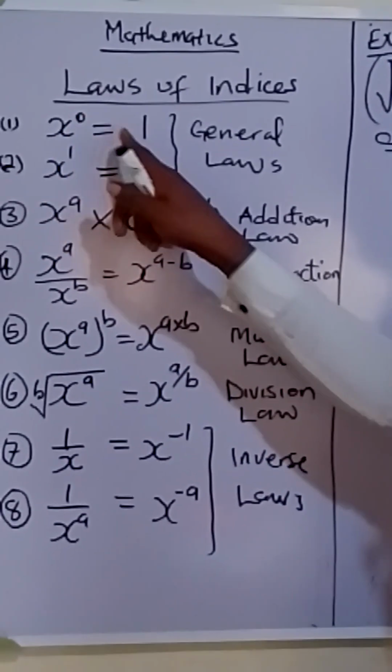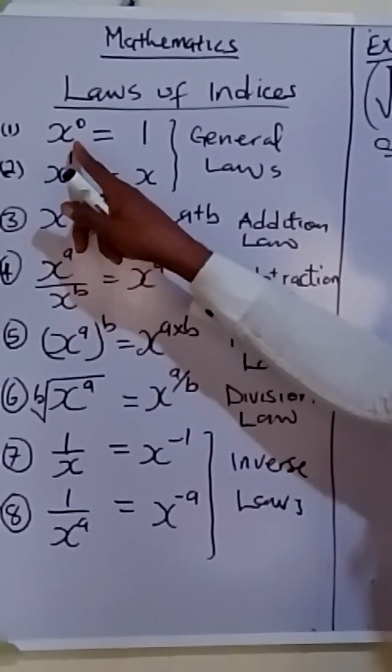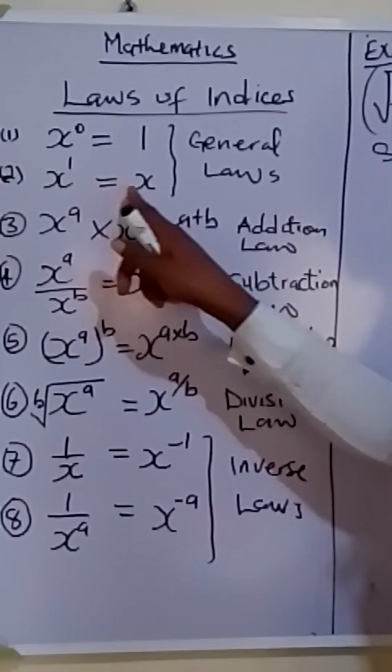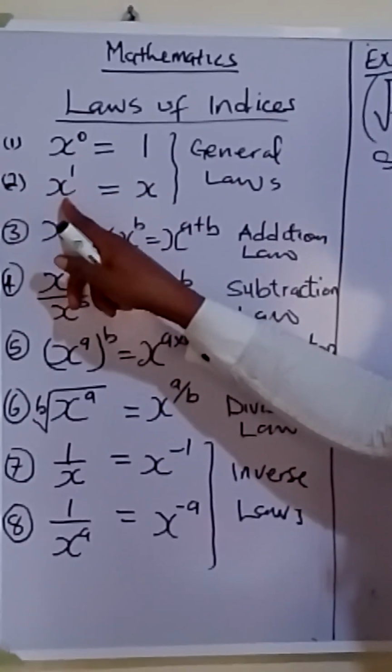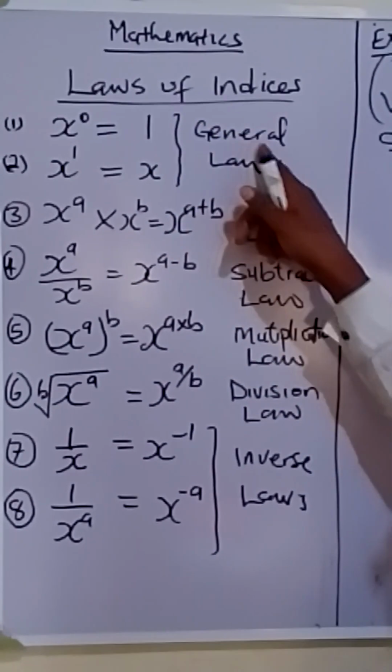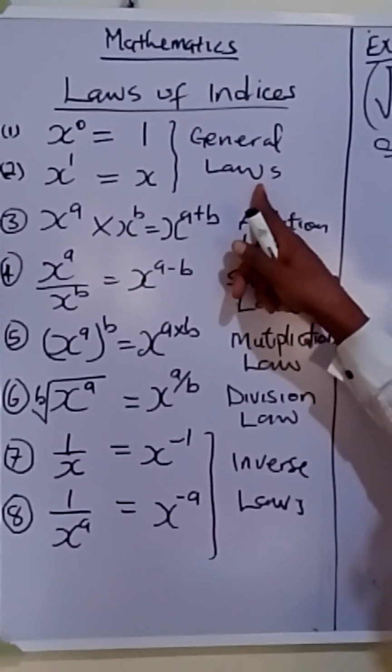X raised to the power 0 is equal to 1, meaning that anything raised to the power 0 is 1. X raised to the power 1 is equal to x, meaning that anything raised to the power 1 is equal to that same thing, and I call these two laws the general laws for easy understanding.